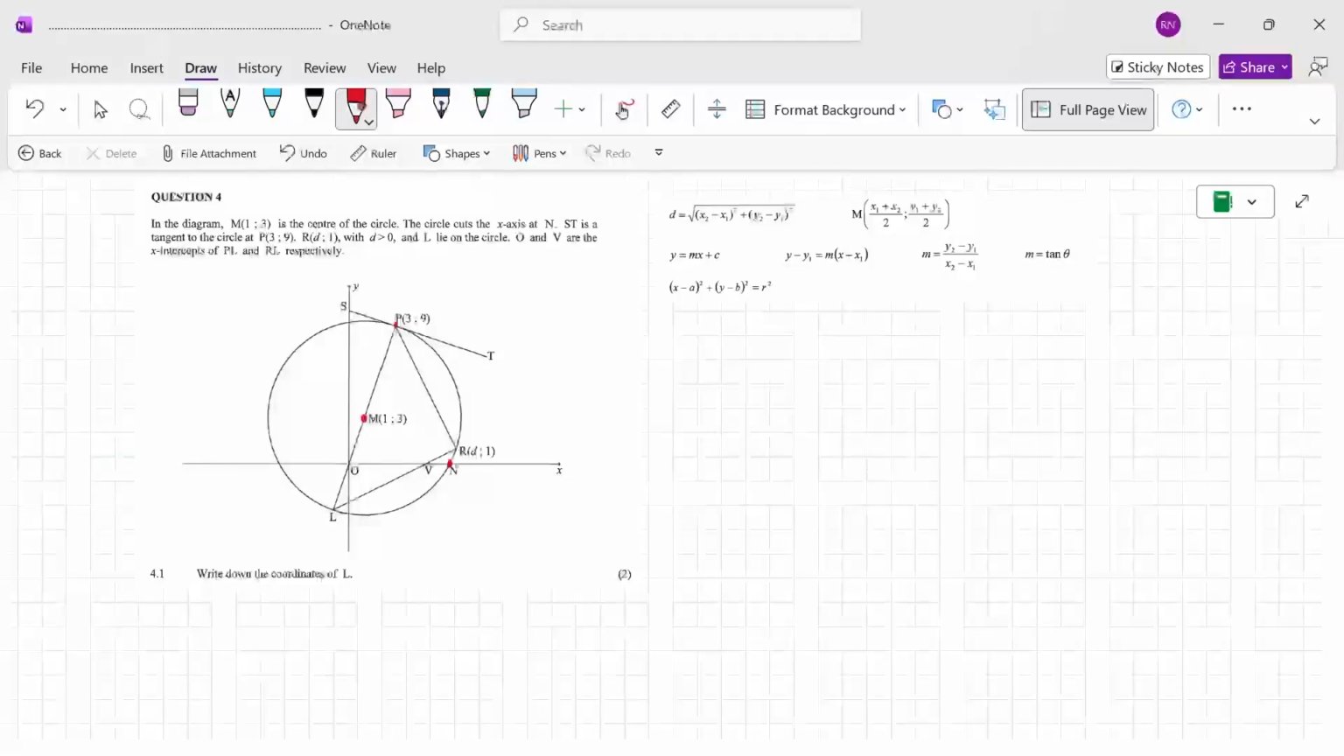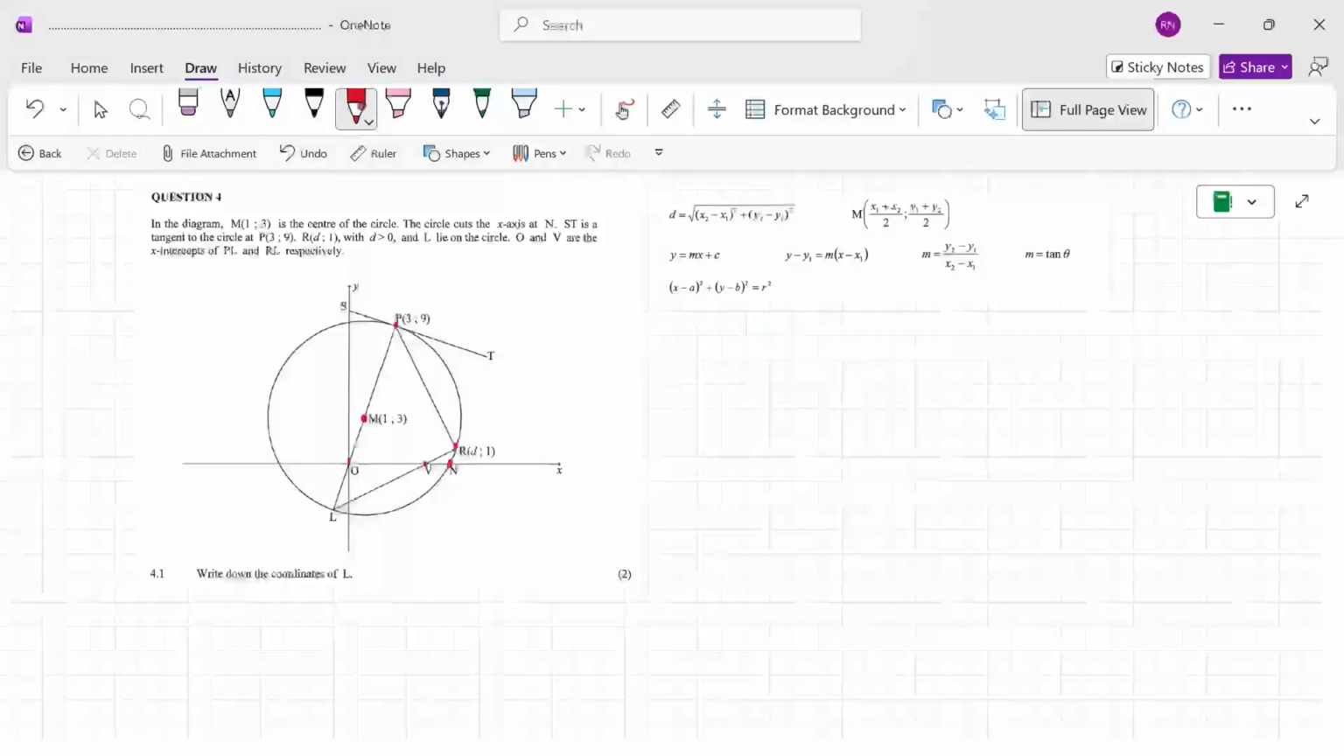And we have R, a point on the circle with D being greater than 0, so D is going to be a positive number. And L lies on the circle. O and V are the x-intercepts of PL and RL, respectively. First question is, what are the coordinates of L?